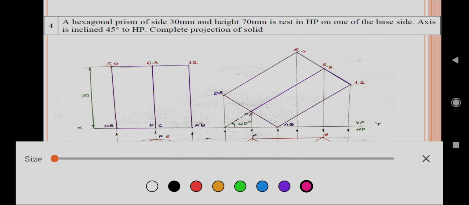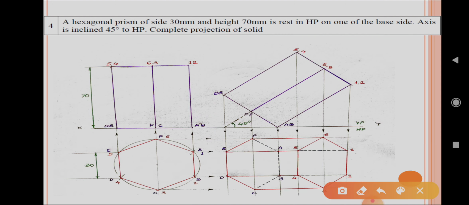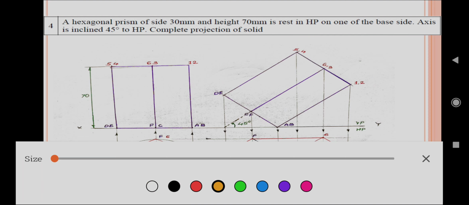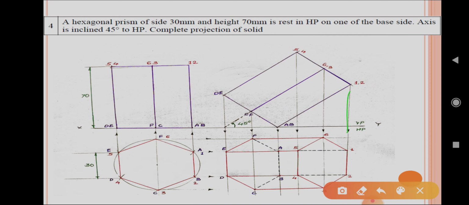Then the next procedure is also the same: mark all the top surface points and bottom surface points. We can use letters at the bottom and numbers at the top surface. Draw the vertical projection line and the horizontal projection line, and by matching the points, for all the points related to the top surface we can use the arrow concept.